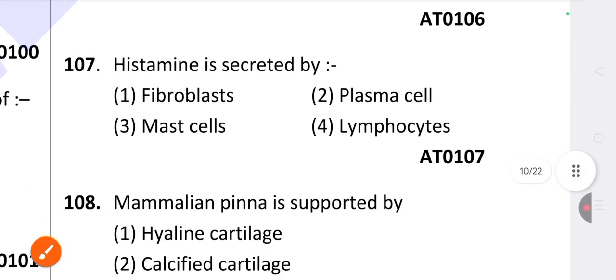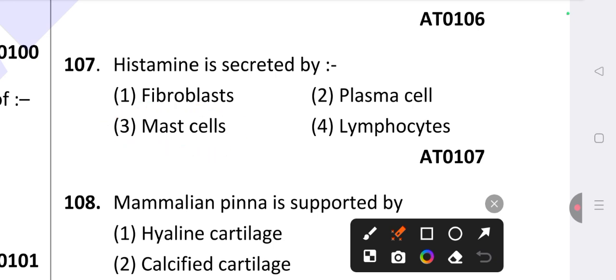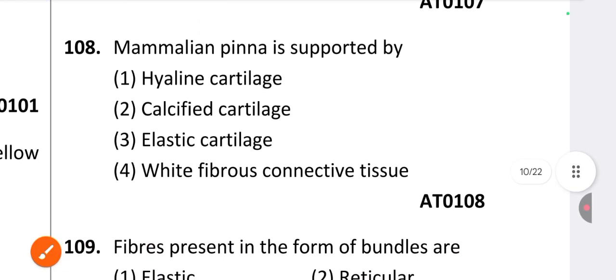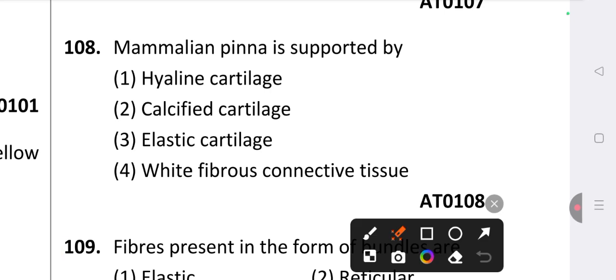So next 107th one, histamine is secreted by. So histamine is secreted by mast cells. Next 108th one, mammalian pinna is supported by. So the pinna, by which type of cartilage is it supported? So answer is elastic cartilage.